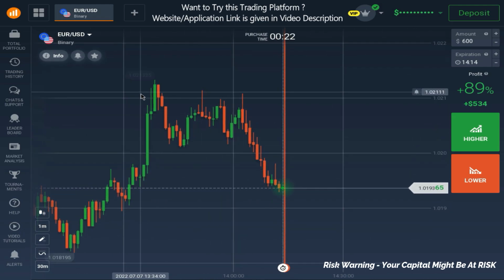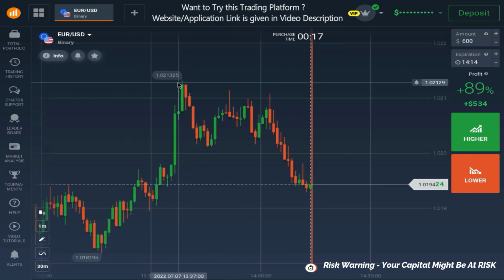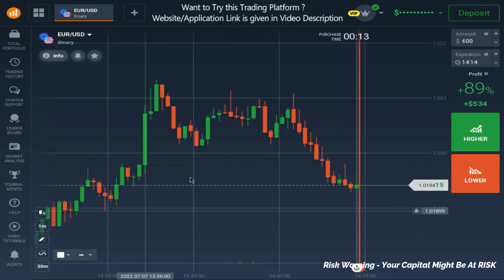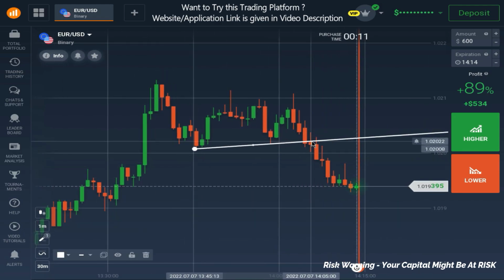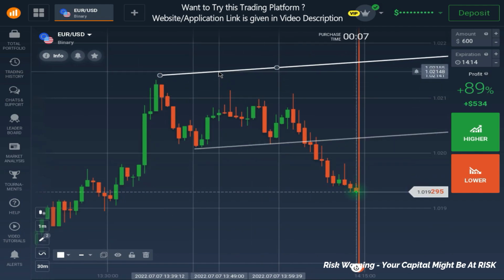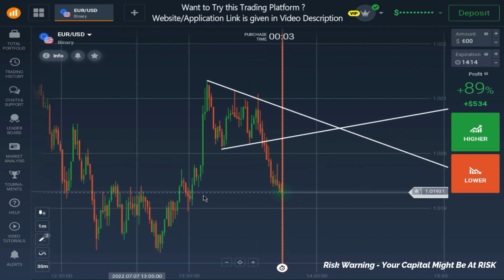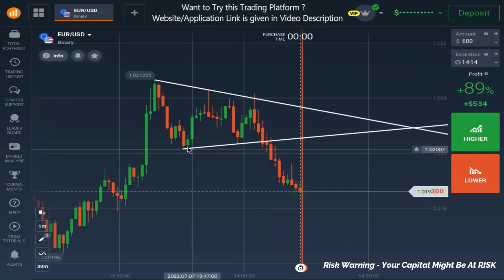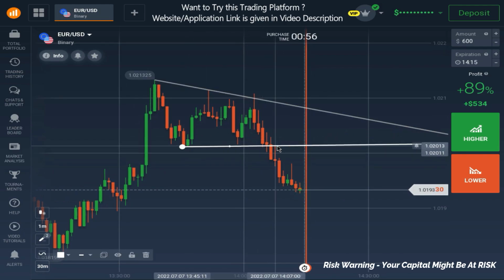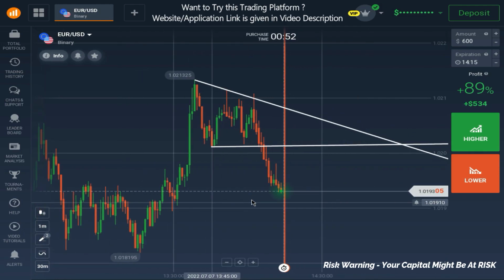Now as the market formed uptrend price action here, I was not sure which way the market will go. So what I did, I just drew two levels. One is the support and another one is the resistance trend line. Together we got a symmetrical triangle pattern, but after that I switched a little bit and made it like this. So this was a descending triangle pattern on a perfect scale.